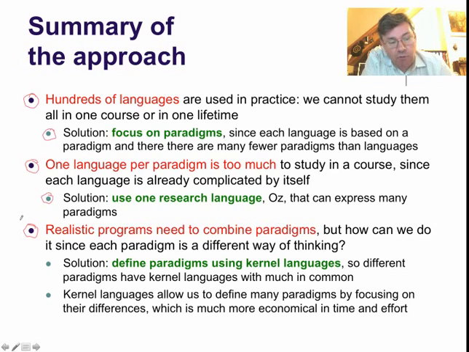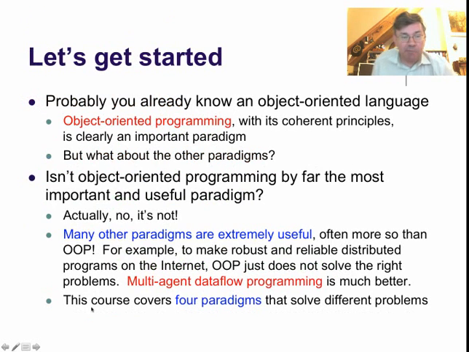Third point, realistic programs solving different problems need to combine paradigms, but how can we do it since paradigms are different ways of thinking? Solution: define paradigms in terms of their simple core kernel languages. And even very different paradigms have kernel languages with much in common. So we can focus on the differences because they have much in common. It's much more economical in time and effort, and it lets the languages talk to each other. Okay? So now we can get started.